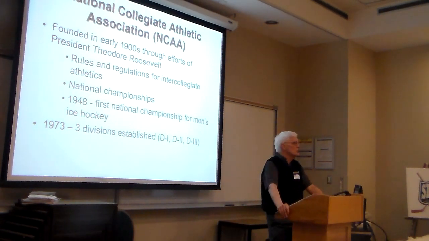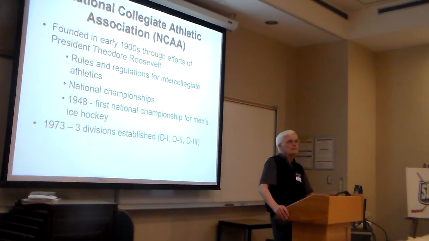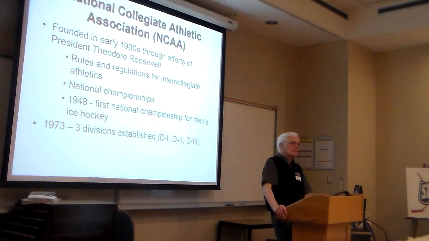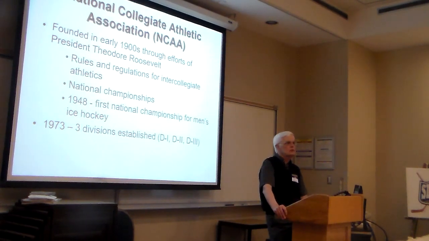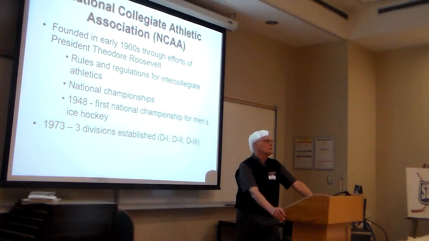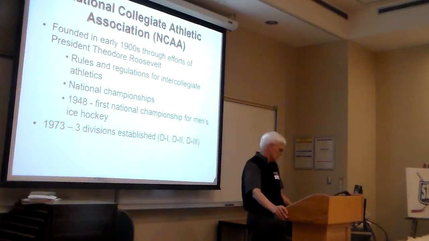They also started to sponsor national championships. Among the first sponsored were football, boxing, and track and field. The first men's ice hockey championship came in 1948. And then in 1973, they introduced three divisions in the NCAA: Division I, Division II, and Division III. We'll see how that all fits in. Peter is going to be primarily talking about Division I. Those are often the big schools that have many different sports.